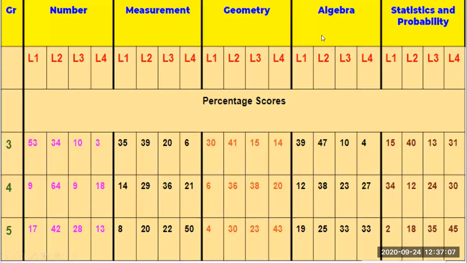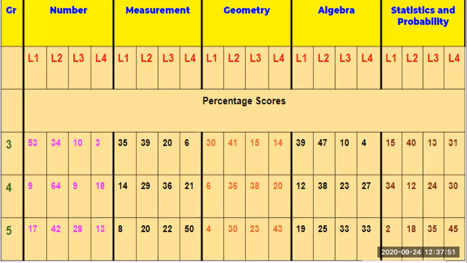Okay, so what we have before us are 3 grades taken out of the Diagnostic Assessment Summary Report: grades 3, 4, and 5. And I hope you are seeing the strands that are on the slide: number, measurement, geometry, algebra, statistics, and probability. Now the L1, L2, L3, and L4 would be the levels of students' understanding, and the percentage scores are given.